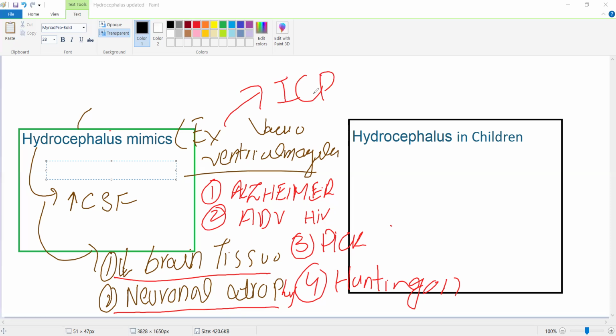Okay. What are the signs of hydrocephalus in children? Can anybody tell? Very high yield. Signs of hydrocephalus in children. Bulging fontanelles.